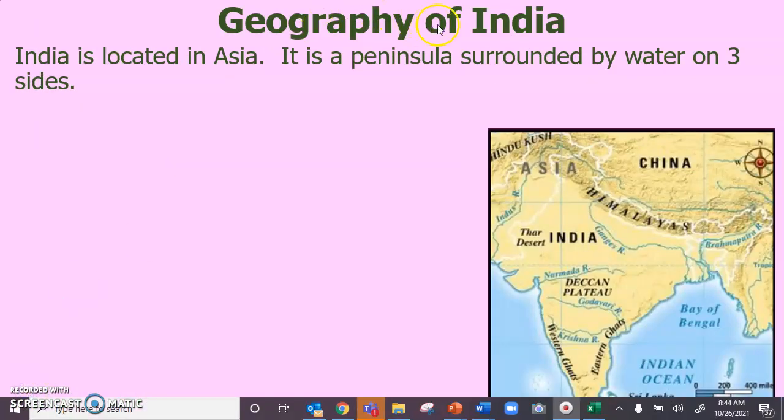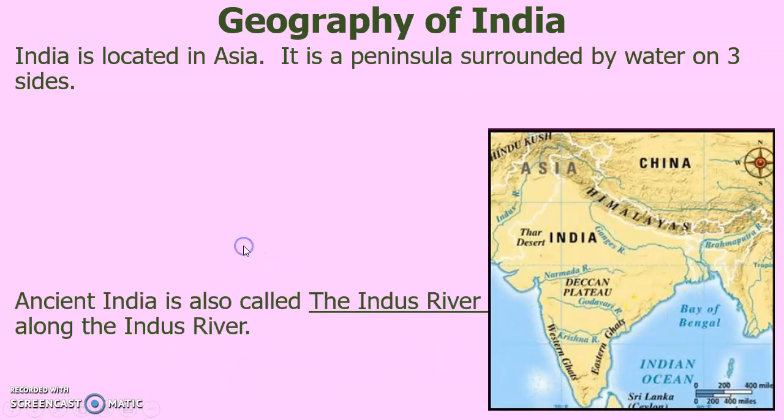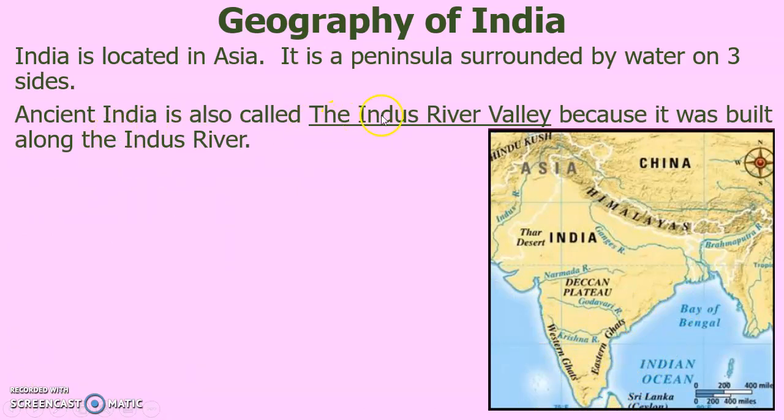The geography of India. India is located in Asia. It is a peninsula surrounded by water on 3 sides. So we have India here, and then we've got the 3 sides of water. Do we get that? Okay, good. Ancient India is also called the Indus River Valley because it was built along the Indus River. Right there. Wow.